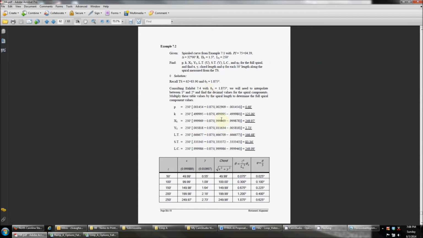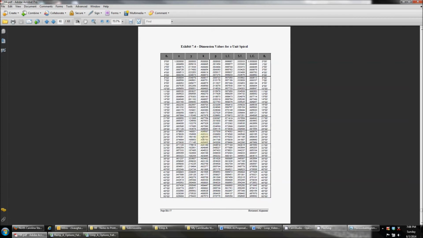If you're looking at page HA-58 here, you can see they've done a calculation for LT and ST. This is similar to what we just did with P and K. So you're going to be interpolating, because your theta S is not going to be a whole number. You're going to be interpolating between whatever values you see here for this LT and ST column here. So interpolate between those values appropriately based on what your theta S is, and find your LT and ST, your long tangent and your short tangent for the spiral curve system.